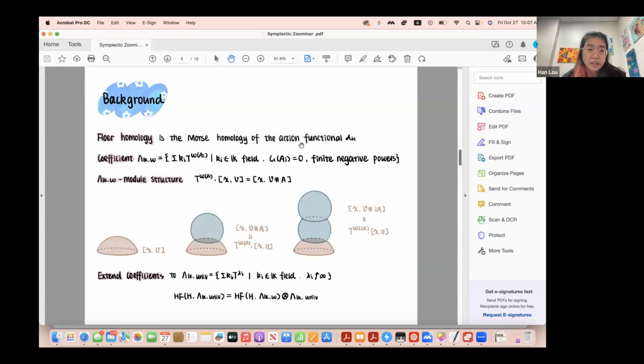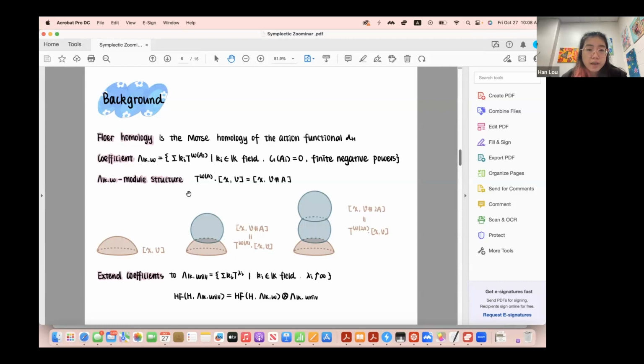Then roughly speaking, the Floer homology is the Morse homology of the action functional, and we take the coefficient to be in the Novikov field. The element in the Novikov field is the sum of k_i times T^(omega(A_i)), where k_i is in a ground field K, and A_i is in pi_2 with the first Chern number 0, and there are finitely many negative powers.